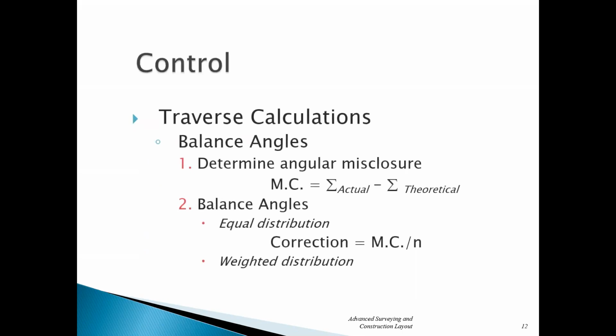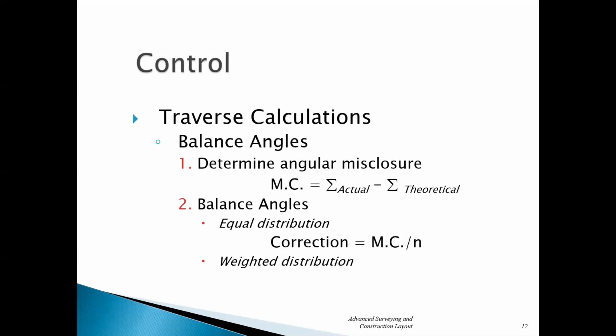So remember, the first thing we do is balance angles, and since we're dealing with the closed type, we would be looking for a misclosure where we sum the interior angles and we check that against the theoretical sum. And then we look at that misclosure value, and if that is above an acceptable value, then we reject it, which would indicate that you have to go out and remeasure stuff.